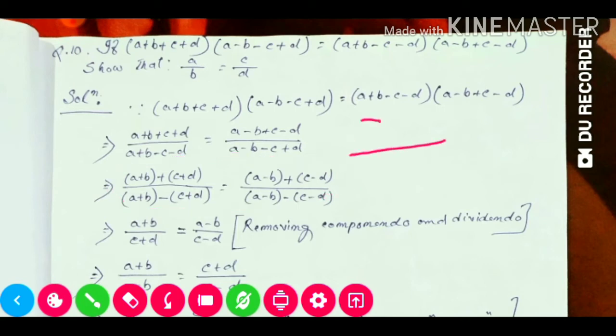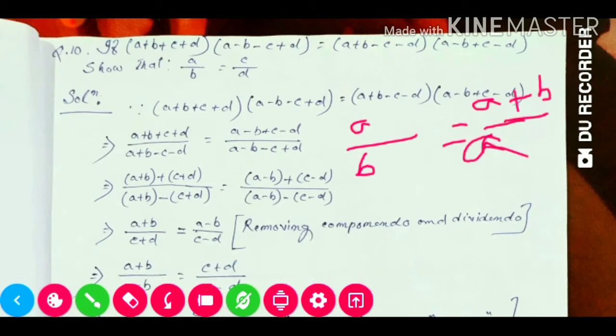Now this one became our formula, componendo and dividendo. Componendo means what? Suppose a by b. So plus will be b, and here will be minus, down will be minus. So here, see, a by b like this is there. So we are able to write it like this: a, and plus will be b and minus will be b. This one is the formula of componendo and dividendo.